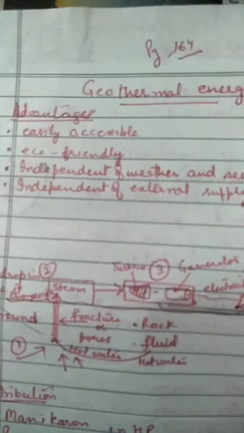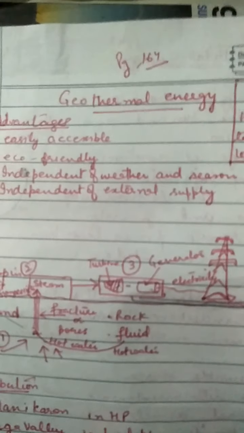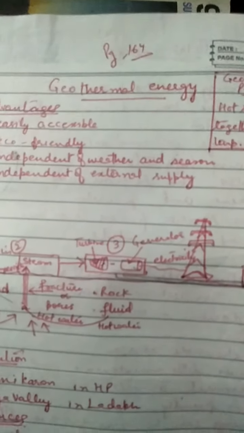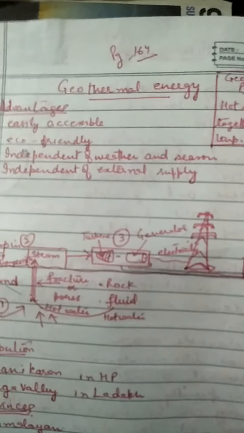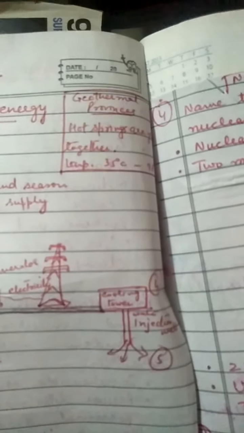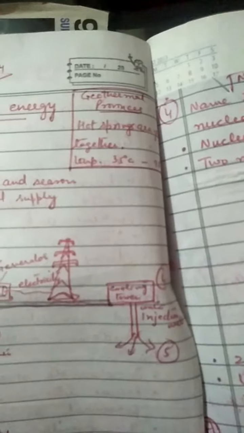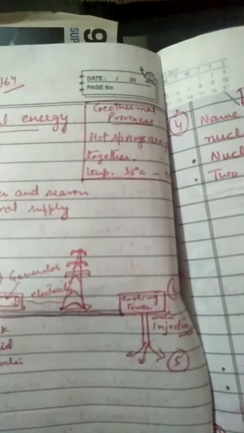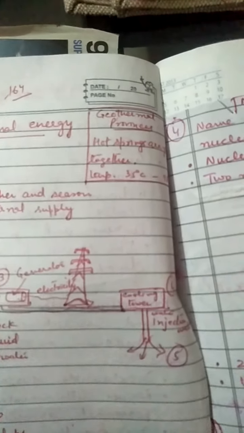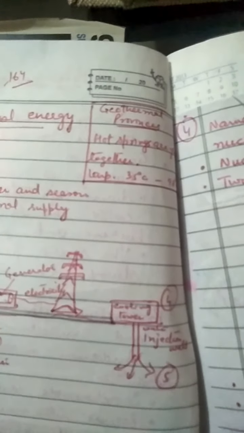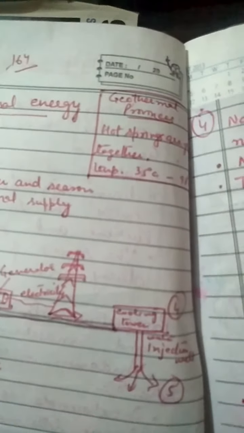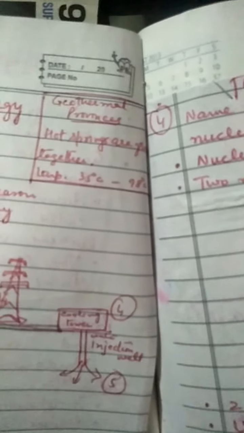Next source of energy is geothermal energy. This type of energy we harness from the areas where we have geysers or hot springs. In these areas, the steam comes from the interior of the earth, and the temperature of these hot springs is almost 35 degrees Celsius to 98 degrees Celsius.